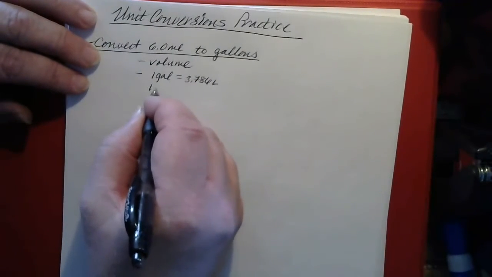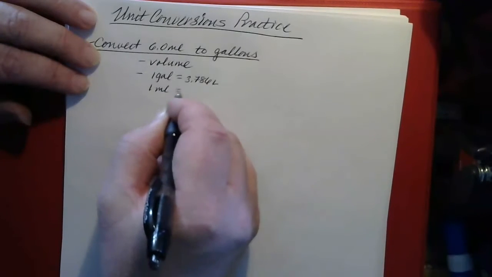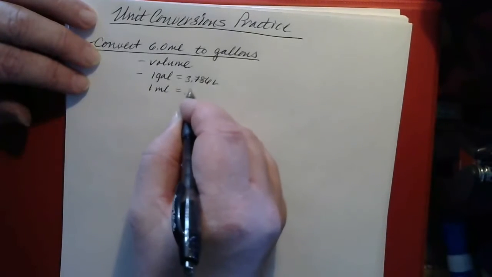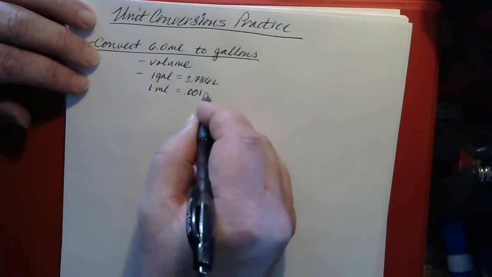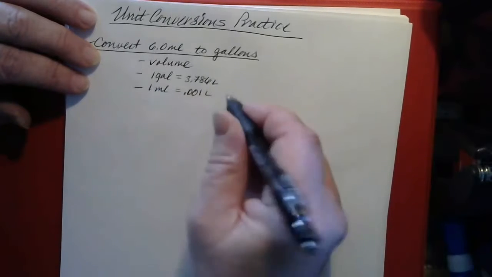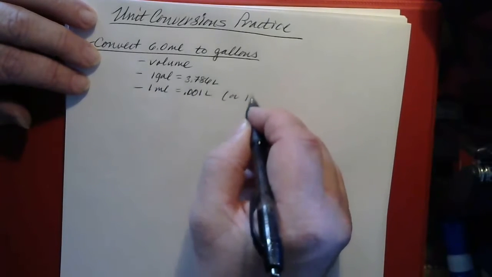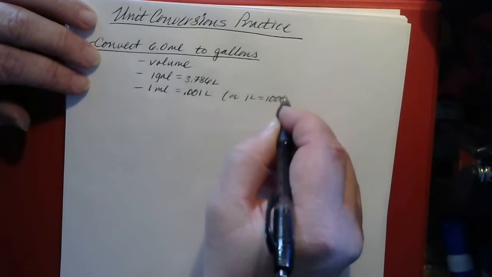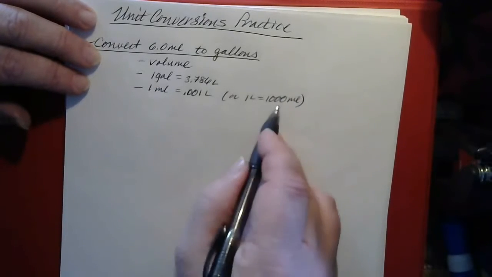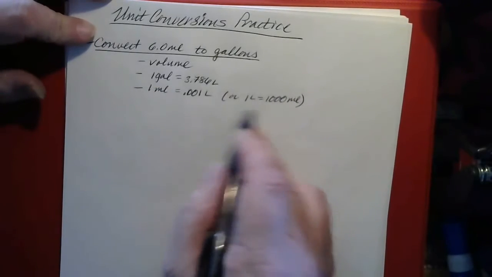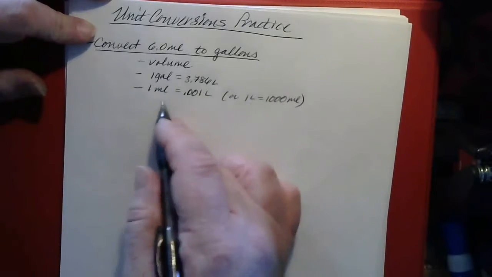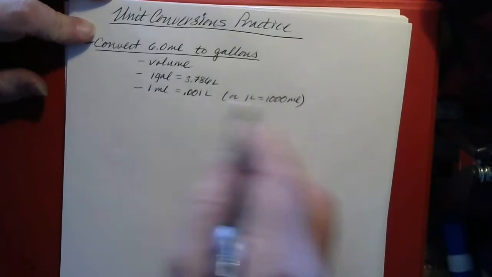And we know that 1 milliliter equals 0.001 liters, 1/1000th of a liter. Or 1 liter is equal to 1,000 milliliters. You could use either one of these, because in the equation, they will work out the same way.